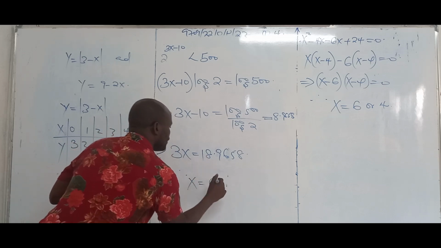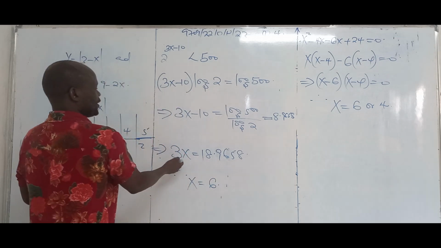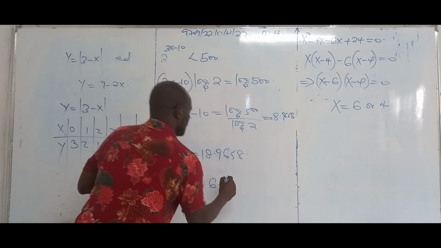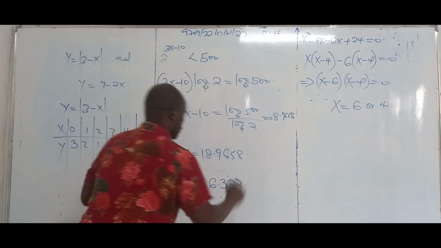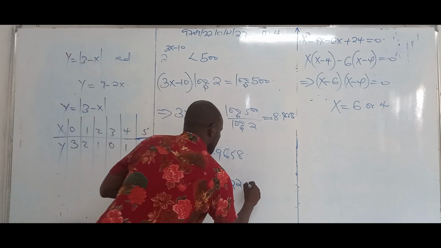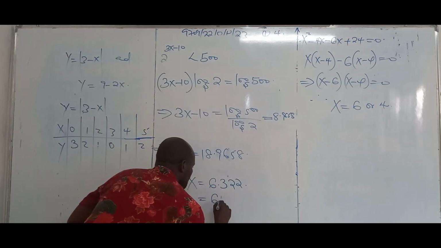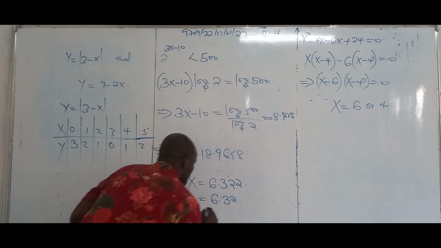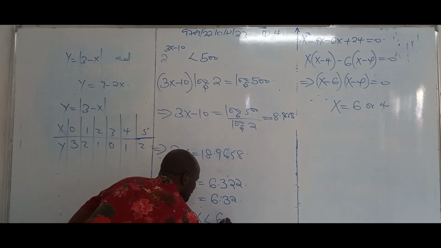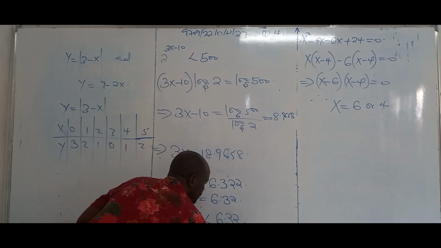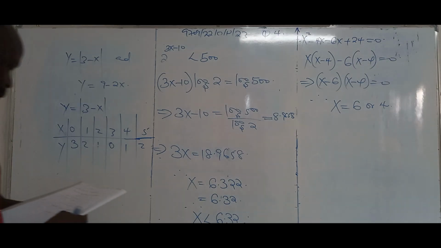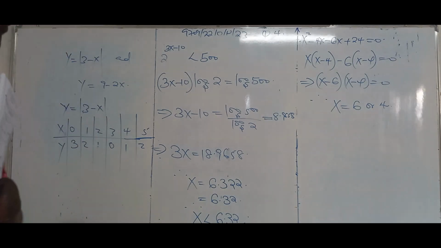Therefore, x is equal to, because I'm dividing by 3, 6.322. So to 3 significant figures, this becomes 6.32. Therefore, x is less than 6.32. That's what we have for that particular part C.